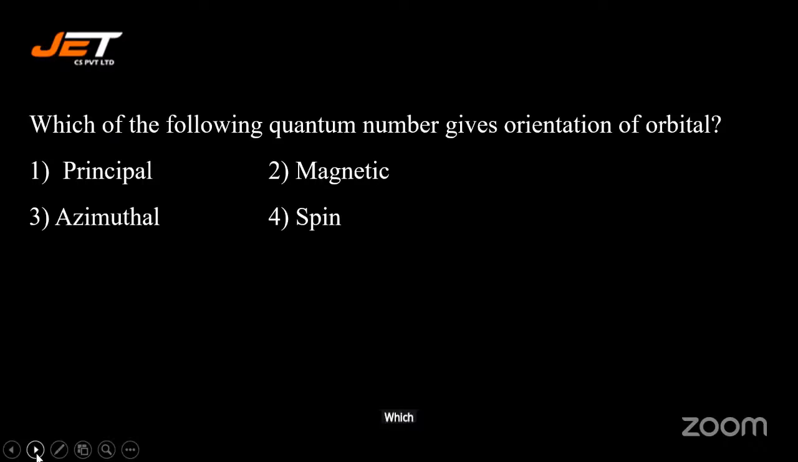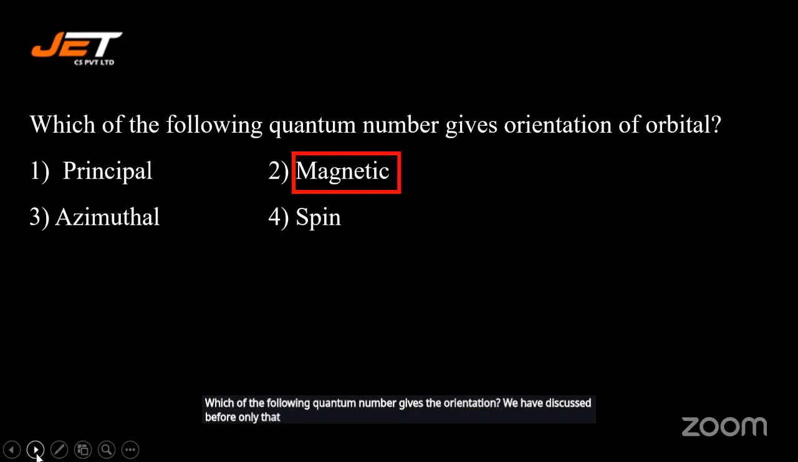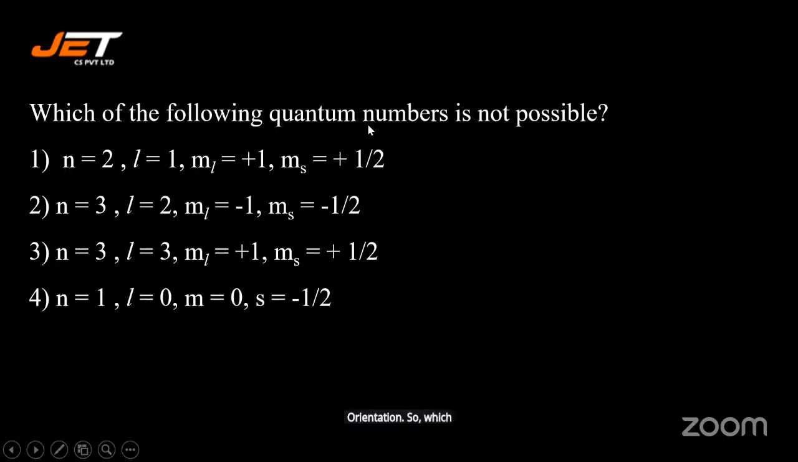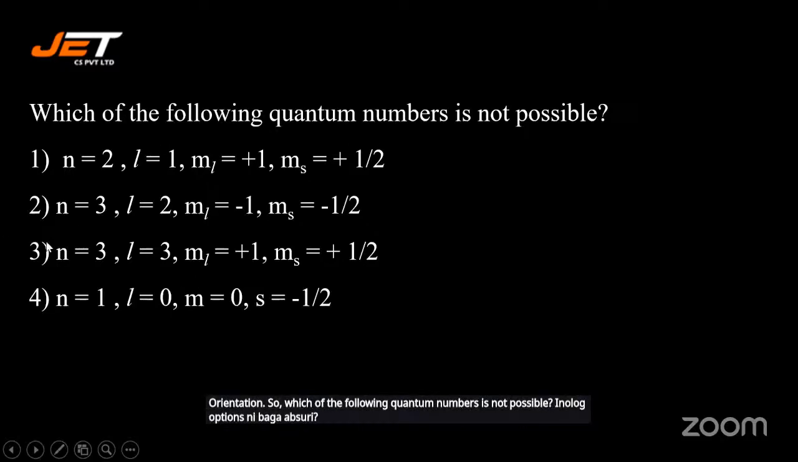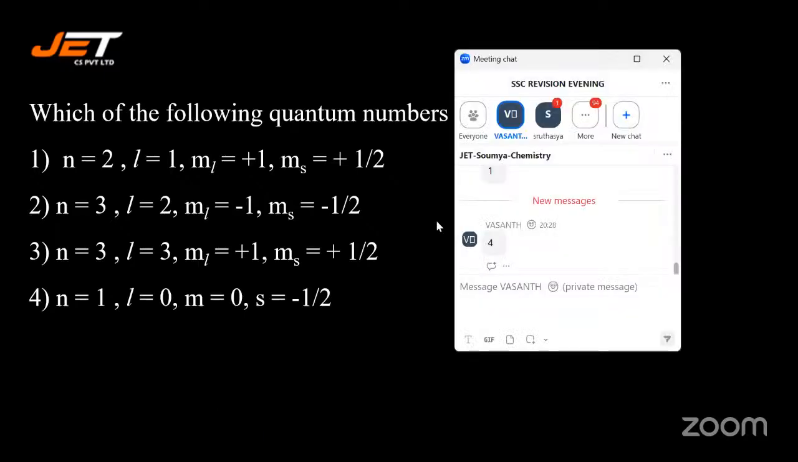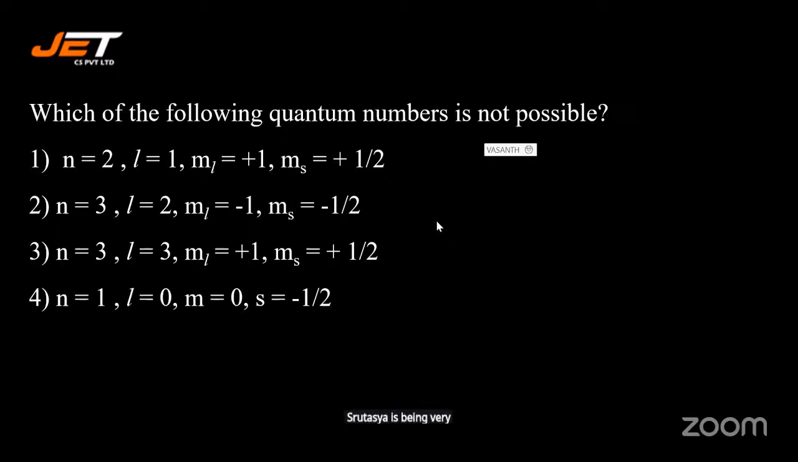Which of the following quantum numbers gives the orientation? We have discussed before that the magnetic quantum number will give the orientation. So which of the following quantum numbers is not possible? Observe these 4 options carefully and tell me which is the odd one out. Let us see who will answer this question. Shrutasya is being very active. Now I'll take another. Indupriya is mentioning option D. No. Think again.